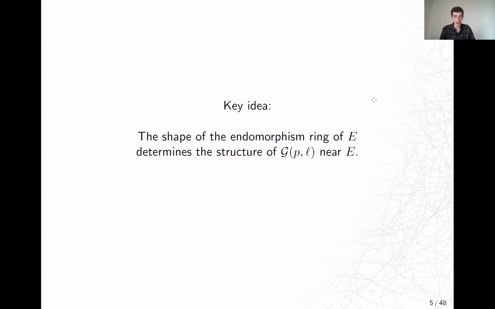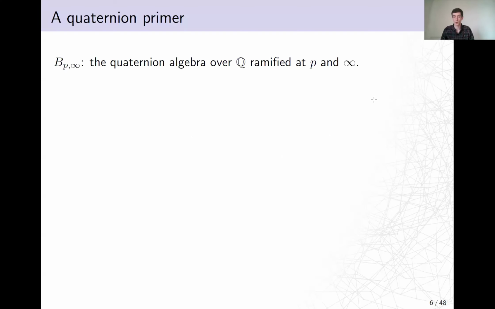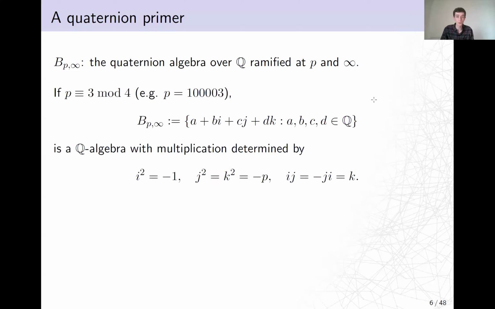In order to understand how this process works of using the endomorphism ring to study the structure of the graph, I want to give a brief primer on quaternions, quaternion algebras and orders. We're going to start with B_{p,∞} being the quaternion algebra over Q, ramified at p and infinity. If you don't have a lot of background with quaternion algebras, we can say something much more explicit in this particular case. So if p is 100,003, p is 3 mod 4.